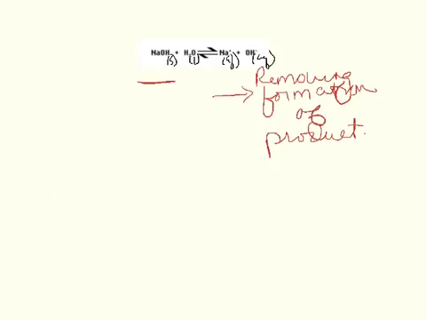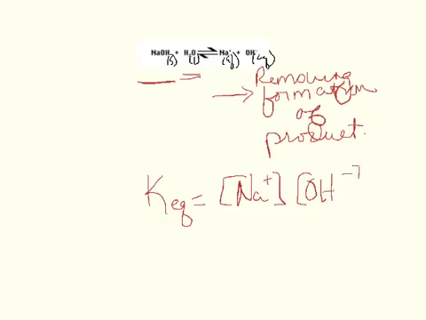The same is true if we add or remove water, which is a pure liquid. Okay? Pure solids and pure liquids do not change the equilibrium of a system. And if we were going to write an equilibrium expression for this reaction, we would simply leave them out using the expression K is equal to the concentration of sodium ions times the hydroxide ion concentration.